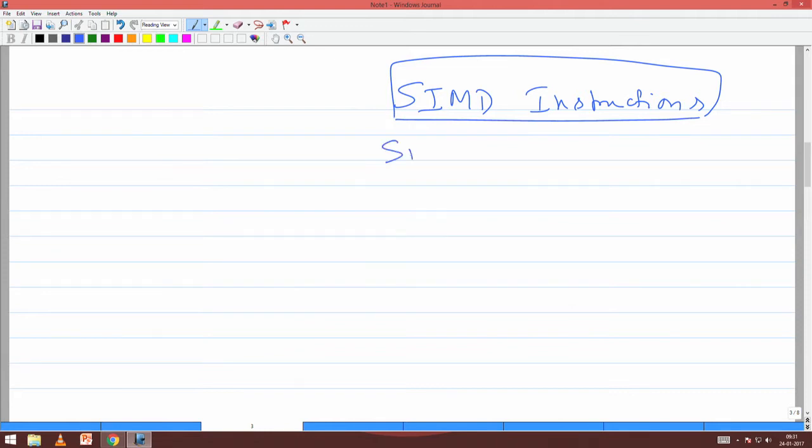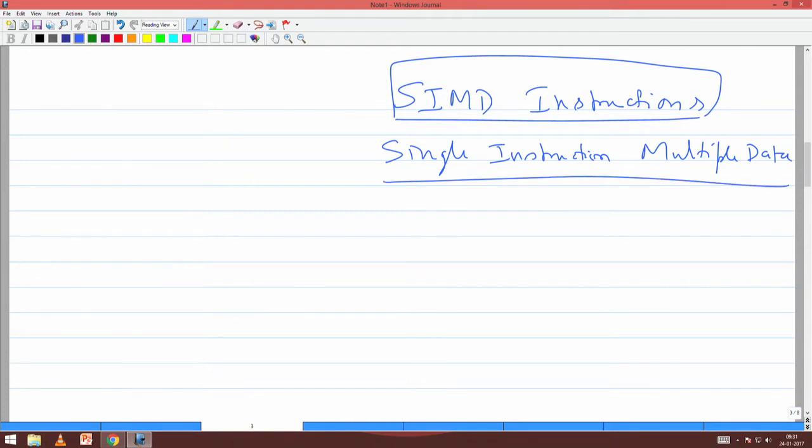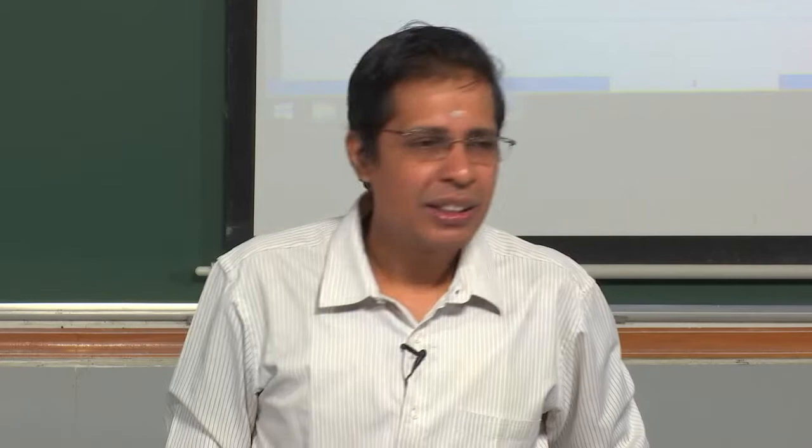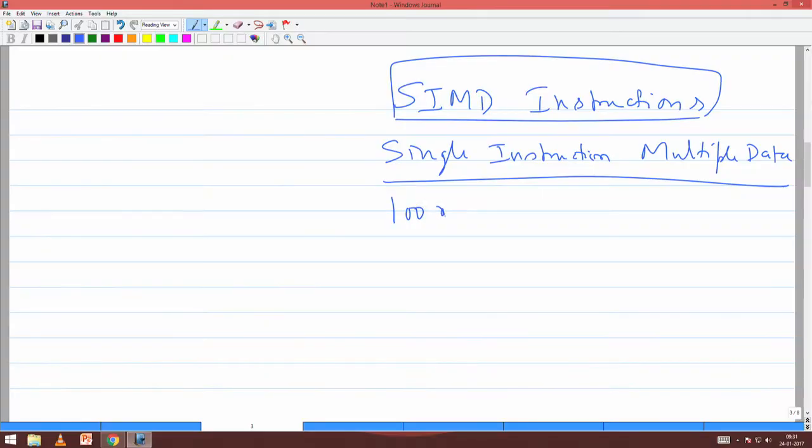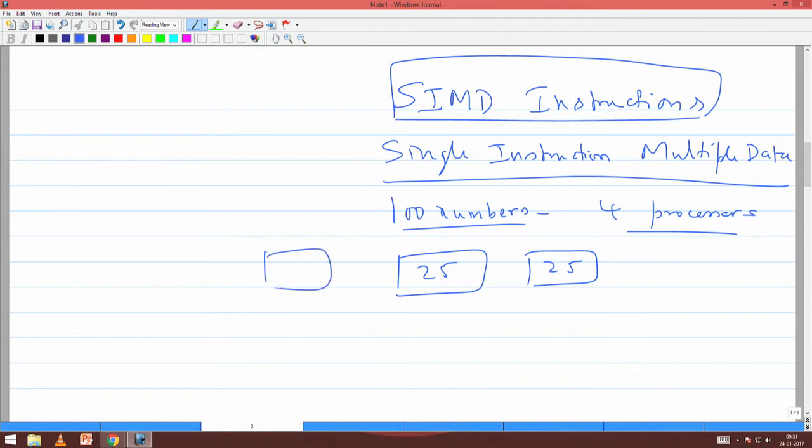So this is a SIMD instruction. What does SIMD stand for? Single instruction, multiple data. What does that mean? Suppose I have 100 numbers and 4 processors. I give 25 numbers to each, and I say add, one single instruction to all of them.